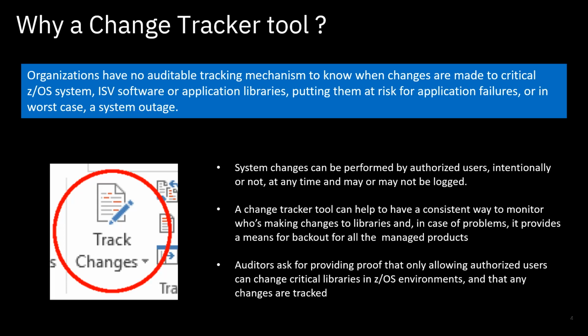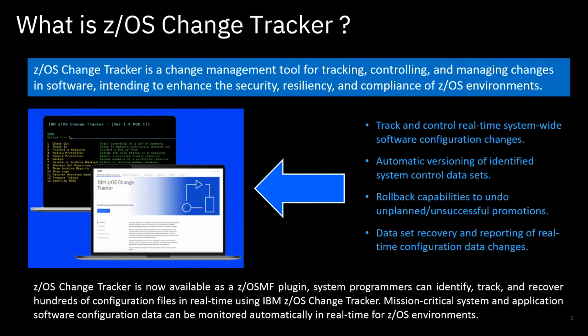organized control process. In this way, you can create a more secure zOS and resilient IT environment, providing automatic process for the software change control and management of system products such as zOS, DB2, CICS, and other vendor software. The name of this tool is zOS Change Tracker.